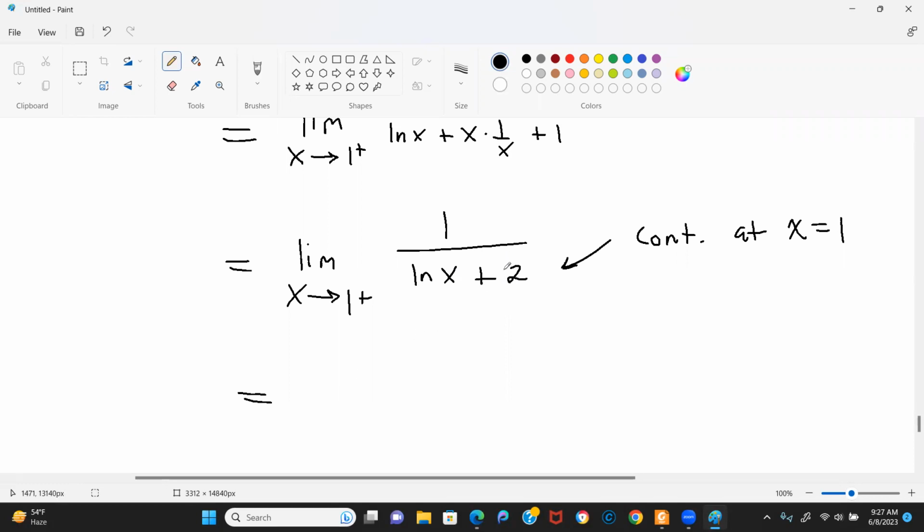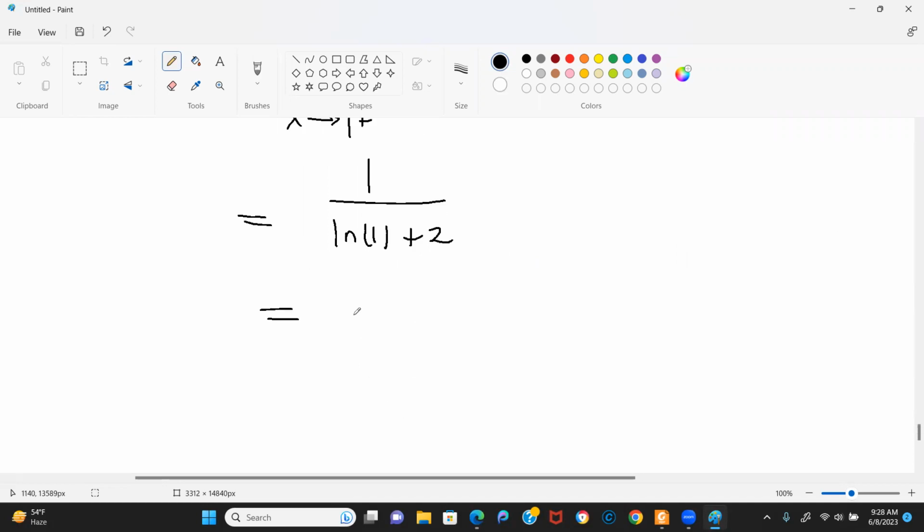Not everywhere. There could be a point where ln of x plus 2 is 0, but that's not going to be at x equals 1. So the point is that it's continuous at 1, so you can just plug in 1. And then ln of 1 is 0, so we get 1/2. So kind of complicated, but not terrible to do.